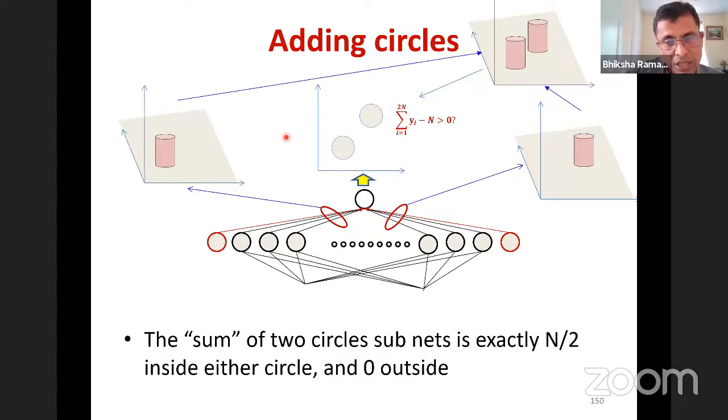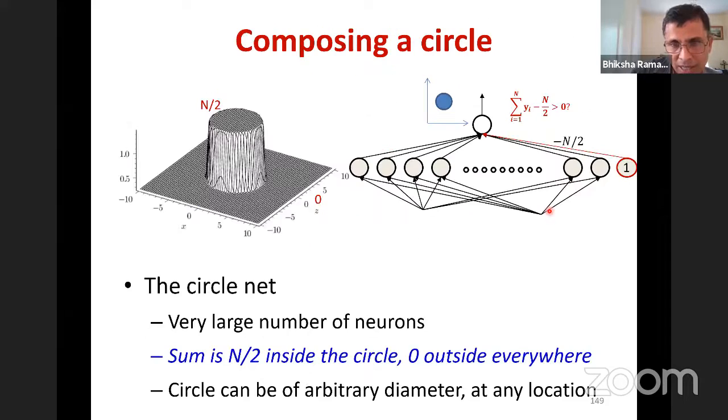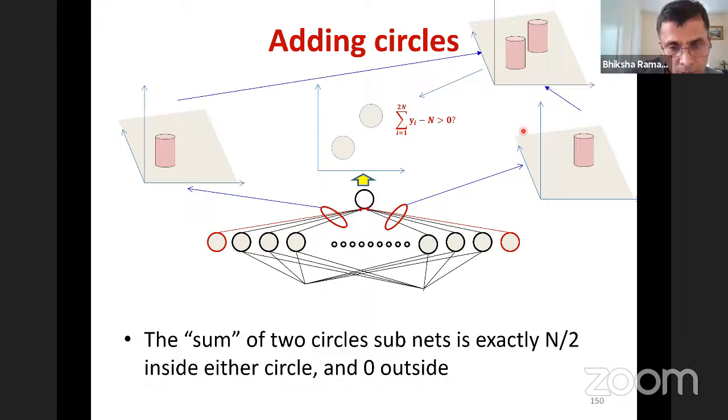So suppose I take 2 such networks, one of which composes a cylinder at the bottom left here, and the other composes a cylinder at the top right. Now, because this is just a summation without any activation, I can sum the outputs of the 2 networks. One subnet is this set of neurons, which produces the first cylinder. The other subnet is this set of neurons, which produces the second cylinder. The sum of the outputs of these 2 networks is going to be a double cylinder.